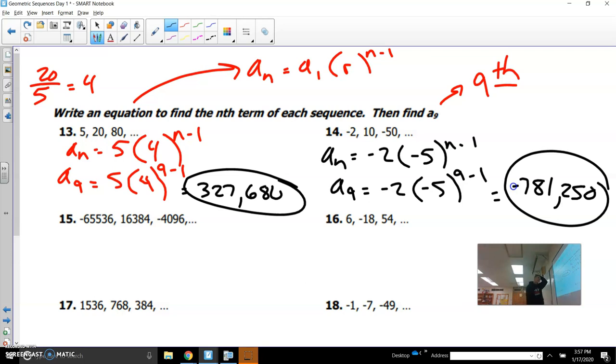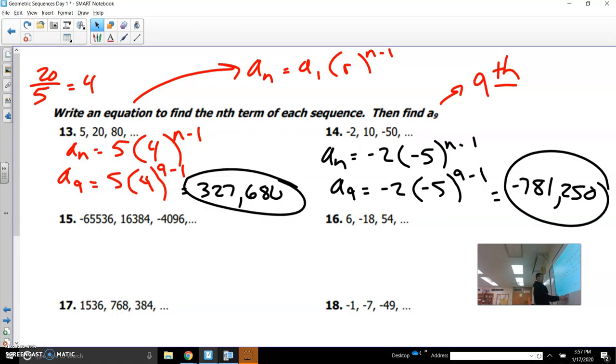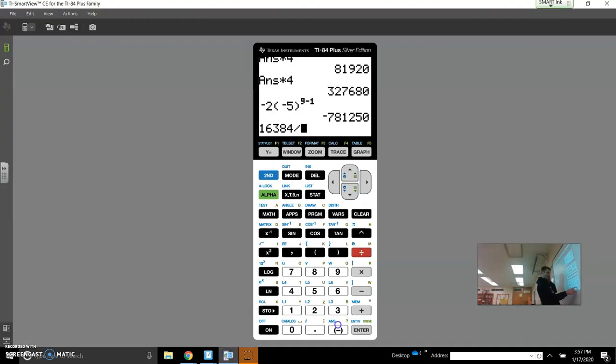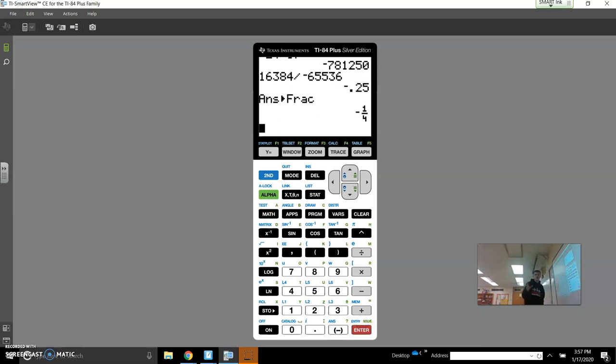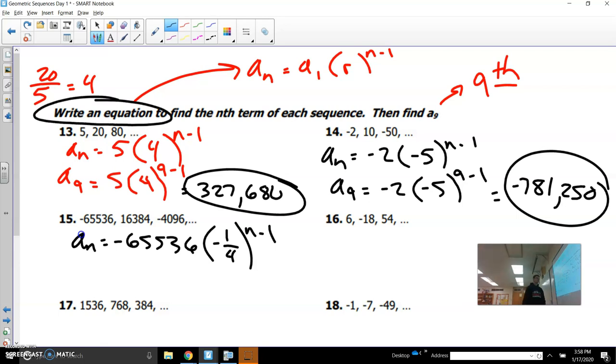Let's try maybe this one. This one looks kind of challenging. So let's take that second number and divide by that first number, 16,384. And let's divide that by -65,536. And so it looks like that's 1/4 as a negative. I'm kind of dividing by 4, and the signs are changing over and over there. So let's build our formula. A sub n would be that first value times -1/4, and then the n minus 1. So I'm satisfying this part, write an equation.